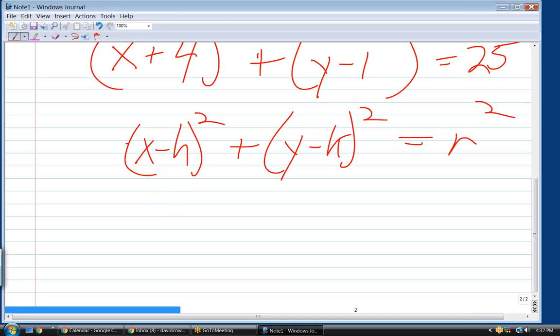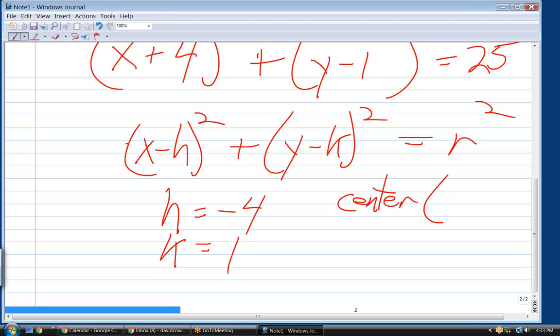So, in our situation, what is H? 4. No, it's X minus H. Well, if it's just H, wouldn't it just be 4? Be negative 4. Yeah. Because if H is negative 4, then you have X plus 4, which is what we started with. Yep. What is K? K is positive 1. So the center of the circle is at minus 4 comma 1. What's the radius of the circle? 5.